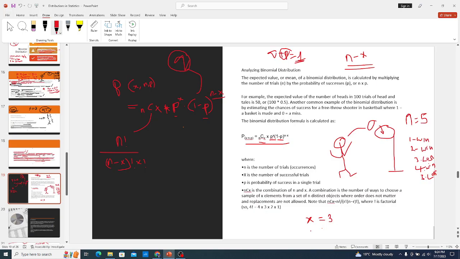X is 3. What is our n? N is 5. Okay, and meaning now n minus x, it is what? It is 2. So for us, we have the x, we have n minus x. Since this is a win or lose trial, then it means we have the same what? Probability. Okay, so the probability between two possible outcomes is always half.